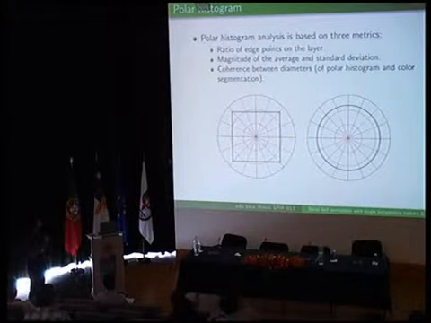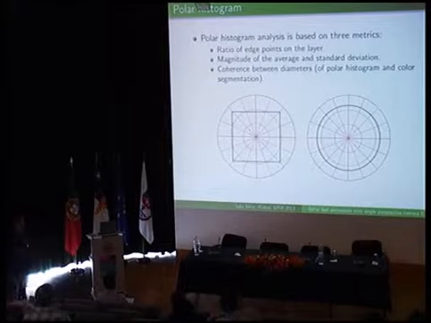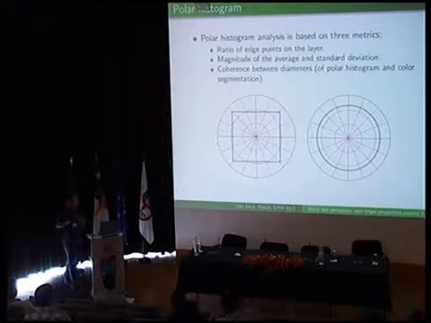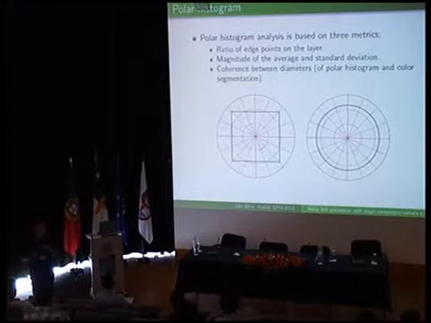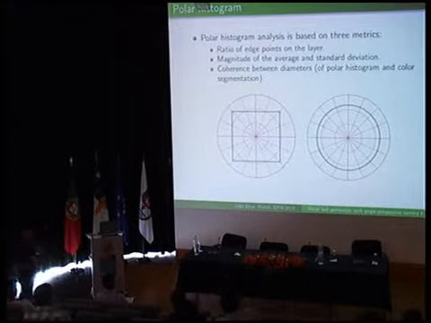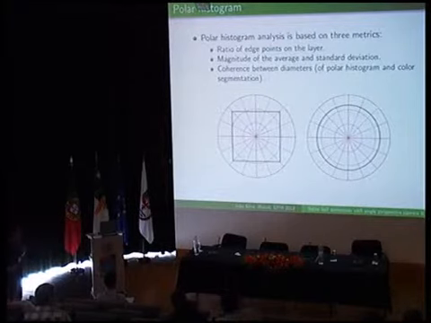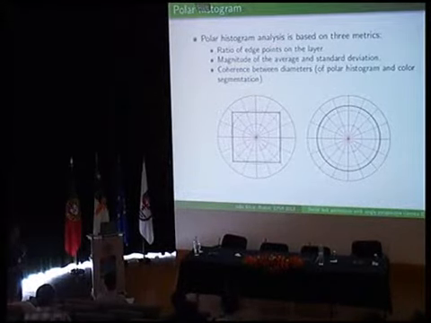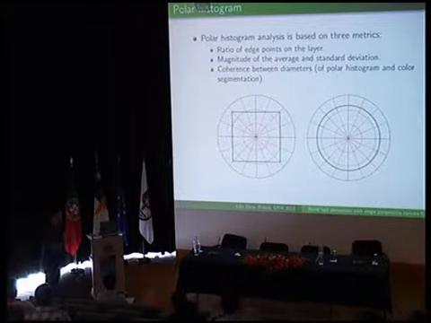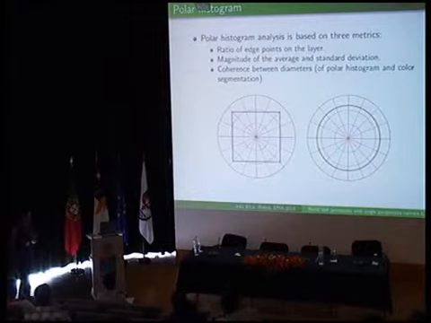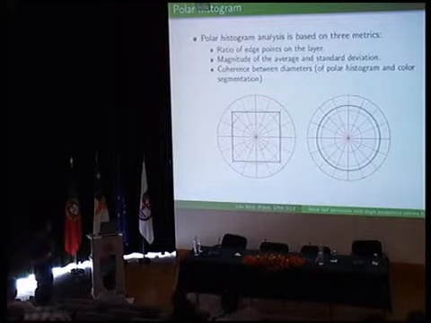And we analyze the ratio of edge points on the layer, the magnitude of the average and the standard deviation. The standard deviation should be much lower than the average, and if with a lesser magnitude, even better. We also evaluate the coherence between the diameters that the polar histogram estimates and the previous analysis of the image candidate.